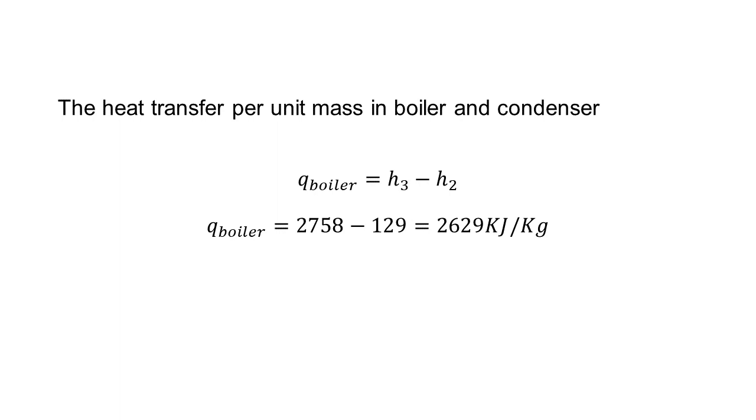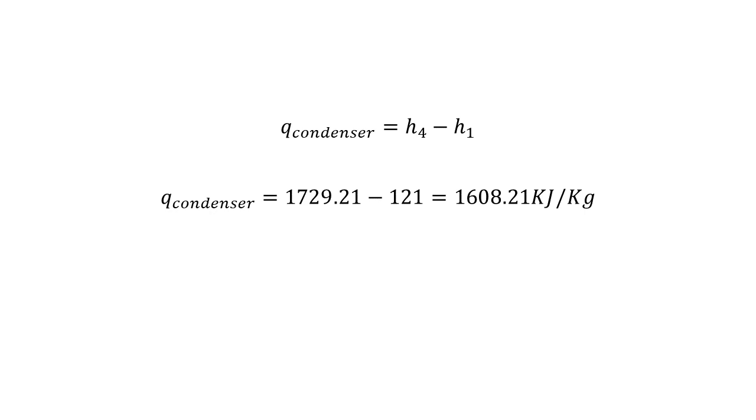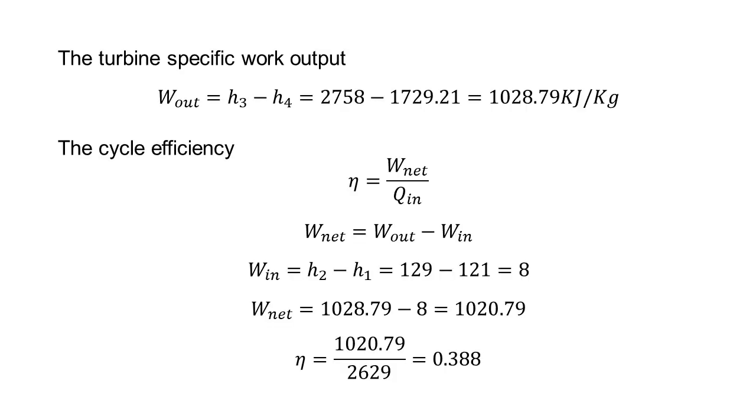To find the heat for the boiler, we find the difference between h3 and h2. The heat transfer per unit mass in the boiler is 29 kilojoules per kilogram. Similarly, the heat transfer for the condenser is equal to h4 minus h1, and it is 1/16 or 8.21 kilojoules per kilogram. The turbine specific work output is h3 minus h1, and that is 1028.79 kilojoules per kilogram.